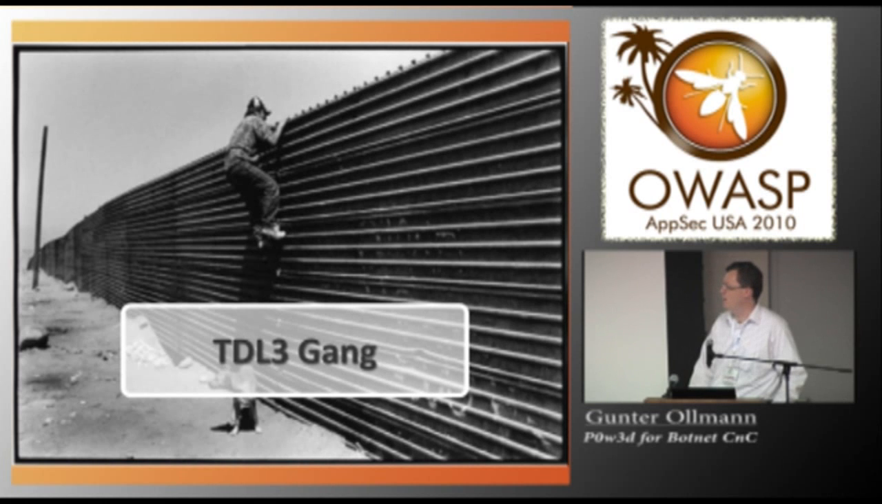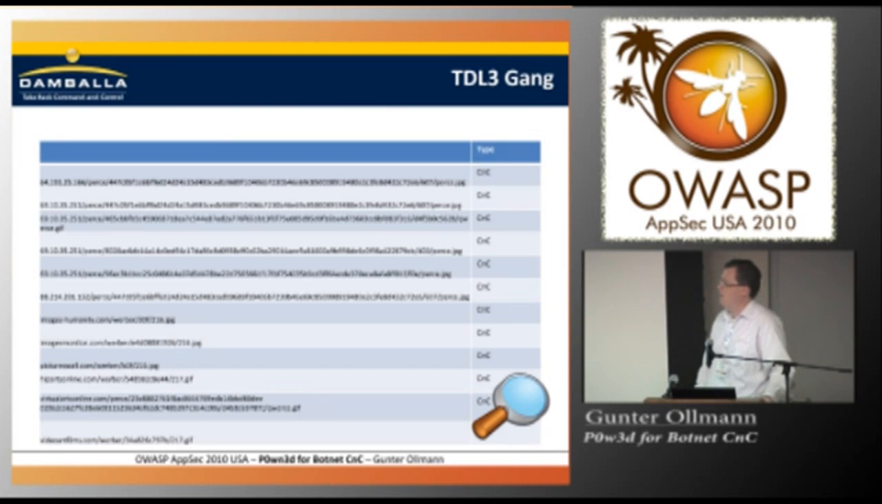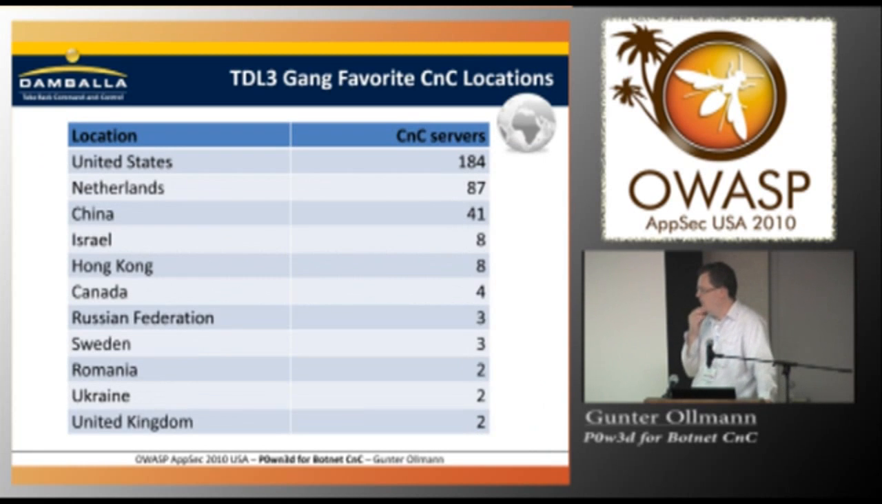So one gang that you'll be seeing a lot more in the press is the TDL3 gang, mainly named after the malware that they use and distribute. Their command and control infrastructure is a little bit different, so they prefer very long, random URLs, and they have a unique type of structure. But really, the thing that is interesting is, as of Monday, when I was putting this together, the number of command and control servers that they actually have.